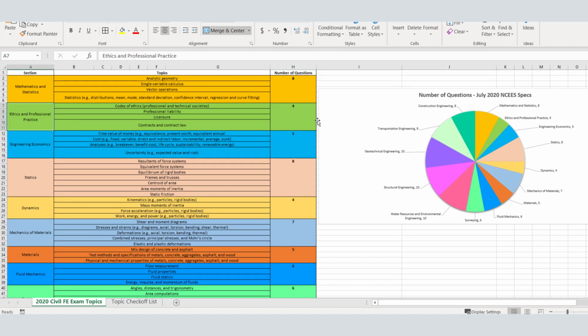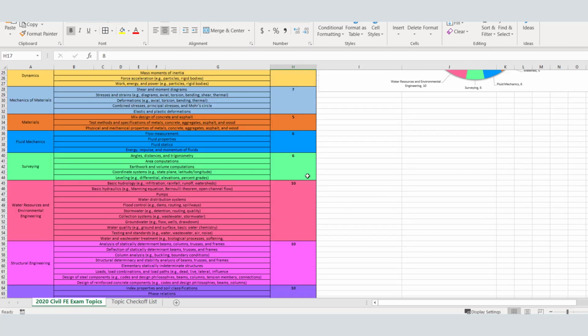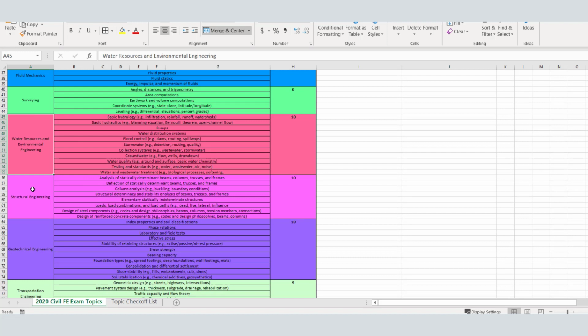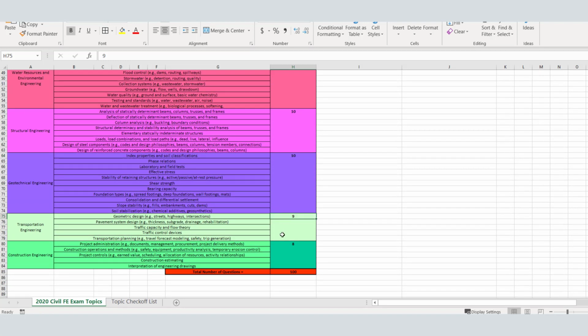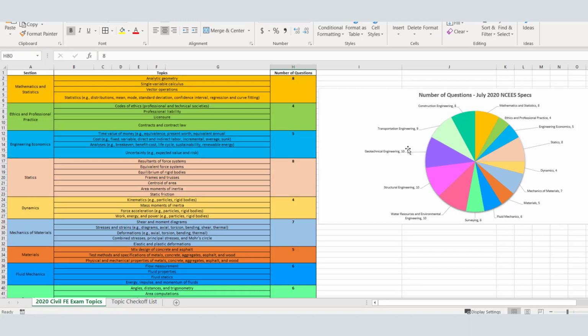For the ethics, it's approximately 4. Statics, there's going to be 8. And if we go down here, we realize water, structural, geotechnical has the most. Water has 10, structural has 10, geotechnical has 10, transportation has 9, construction has 8. And all of these add up to 100%. So that's what's done here.